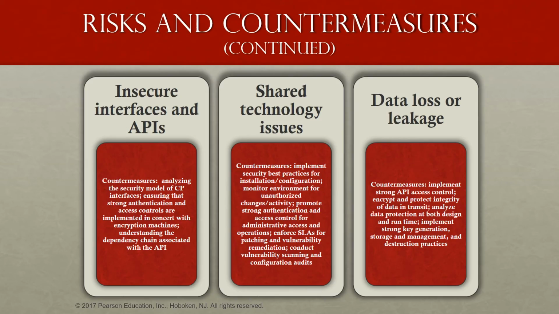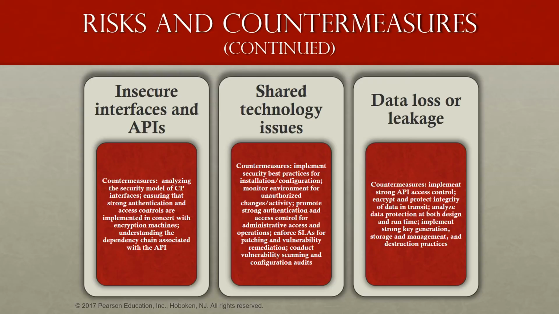Risks and countermeasures, continued. Insecure interfaces and APIs. CPs expose a set of software interfaces, or APIs, that customers use to manage and interact with cloud services. The security and availability of general cloud services are dependent upon the security of these basic APIs. From authentication and access control to encryption and activity monitoring, these interfaces must be designed to protect against both accidental and malicious attempts to circumvent policy.